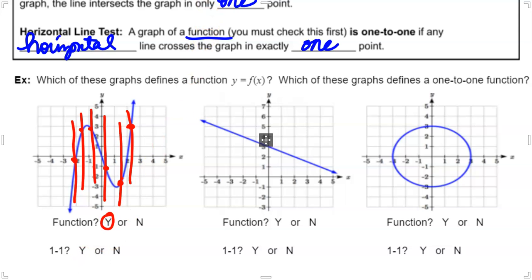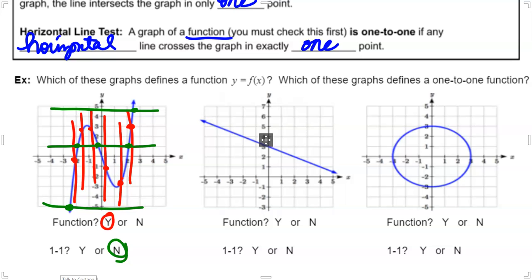Now, if I then turn my attention to is it one-to-one, that means I need to draw horizontal lines. If I draw these 2 and stop, I intersect in one spot. So you might think it's a yes, but what happens if I go right through the middle? I have 1, 2, 3 intersections there. Therefore, no, that is not a one-to-one function.